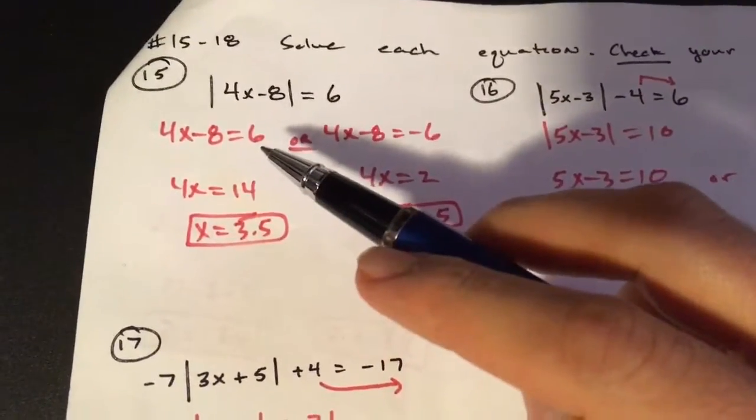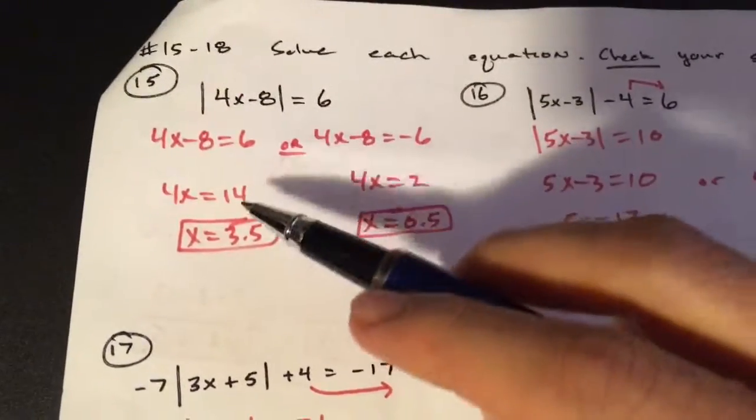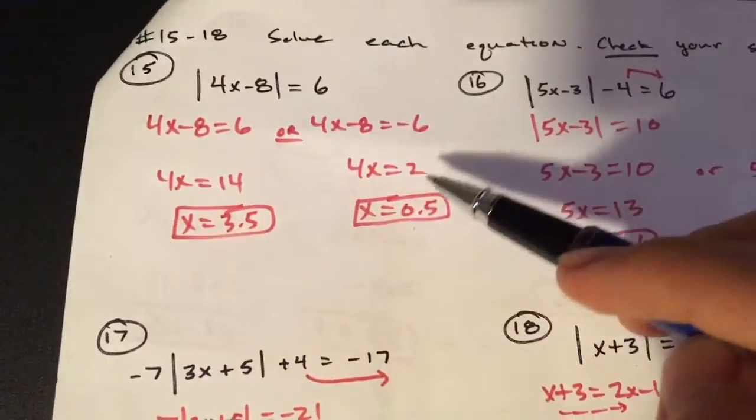4x minus 8 is 6. Or 4x minus 8 is a negative 6. Add 8 to both sides. 4x is 14. 4x is 2. You get 3.5 and a half.